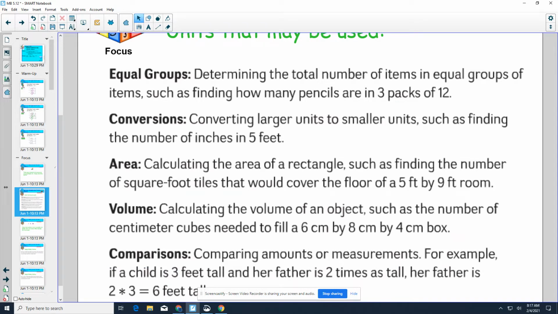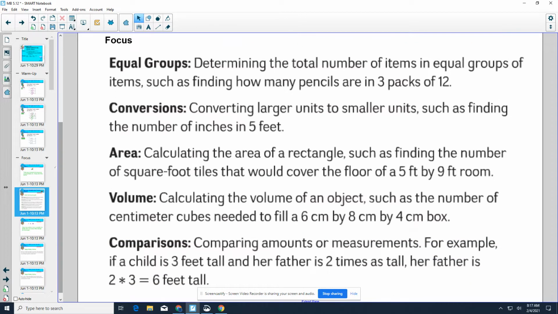Now, here are some units that may be used when doing a multiplication story problem. Determining the total number of items in equal groups. Items such as finding out how many pencils are in 3 packs of 12. So I would say 3 times 12. Conversions, converting larger units to smaller units, such as finding the number of inches in feet.